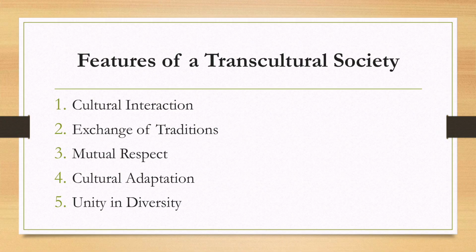Fifth one, unity in diversity. That means people from different cultural backgrounds live together with cooperation, peace and national unity despite their differences. So, different cultures remain unique but work together as one society. For example, India is a good example because people of different religion, language and traditions live together peacefully.